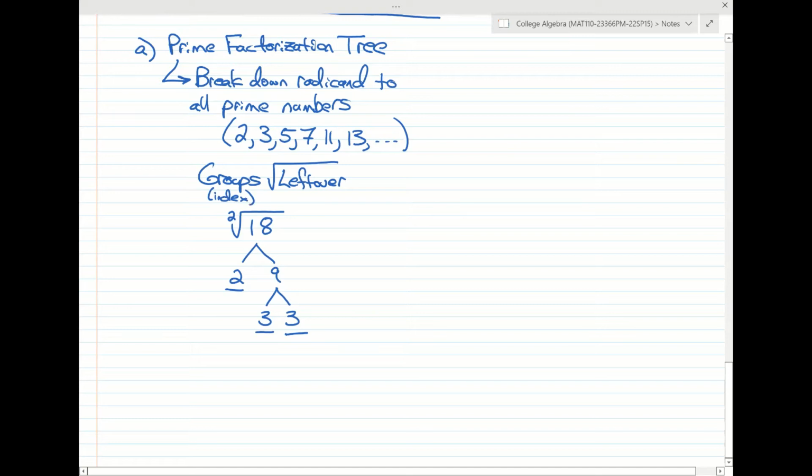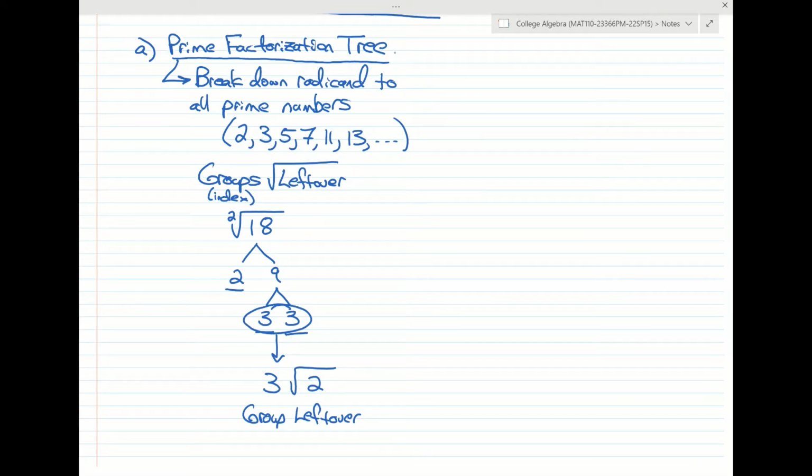We're looking for groups of the index. So for example, the index is 2 here, square root. We're looking for a group of 2 of the same numbers. The way we simplify the square root of 18 is we write the group on the outside, and we write what's left over on the inside. This is one way to do this problem, using the prime factorization tree. Now, obviously, the numbers are going to get a little bit bigger, but I'll show you with a smaller numbered example.